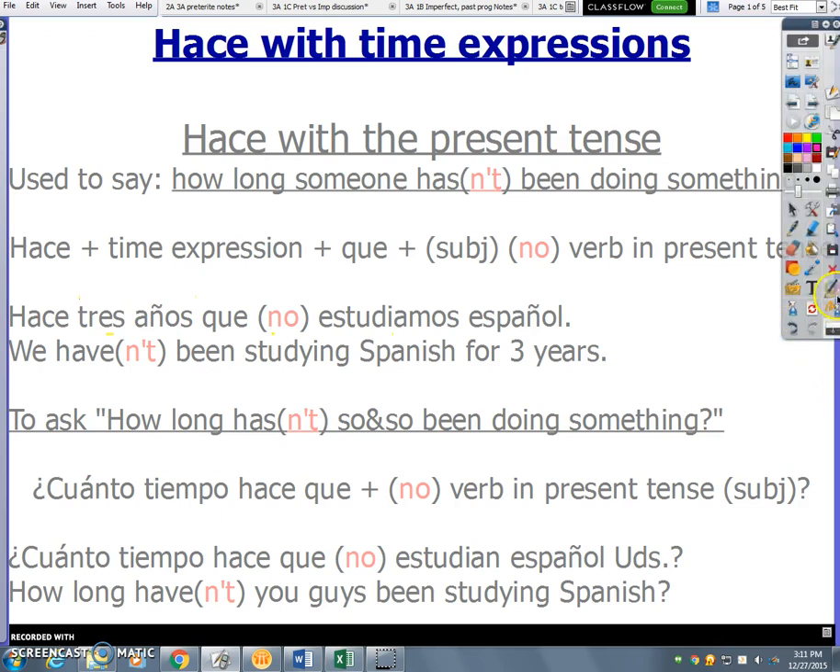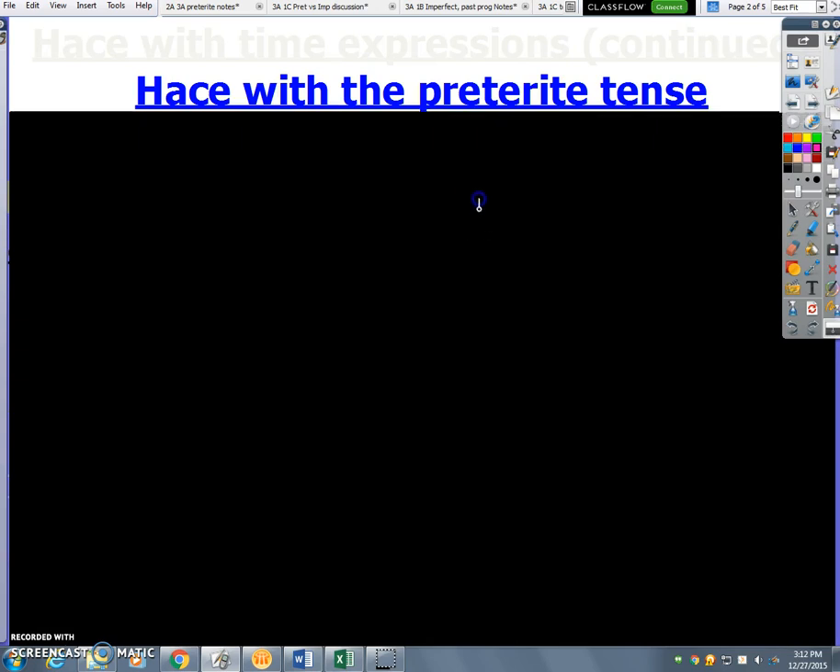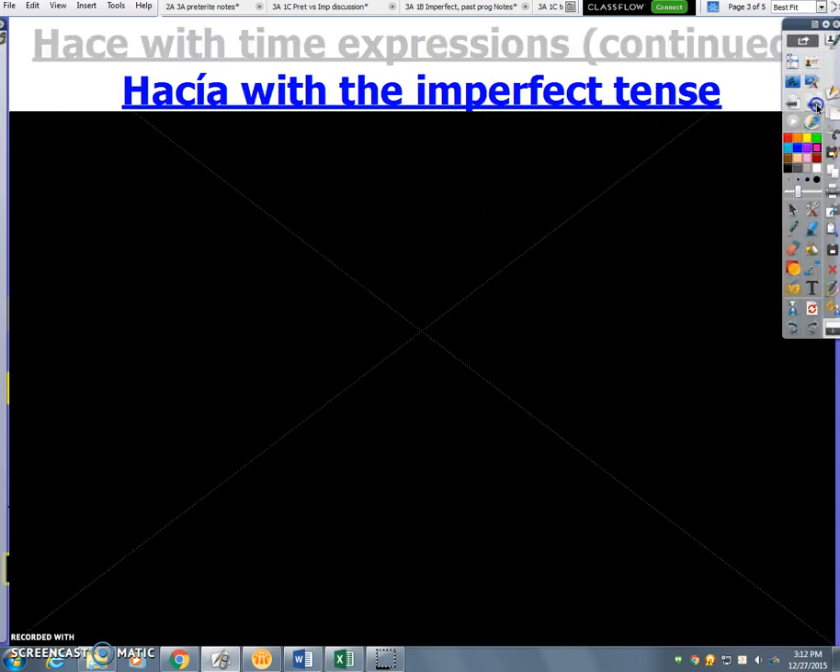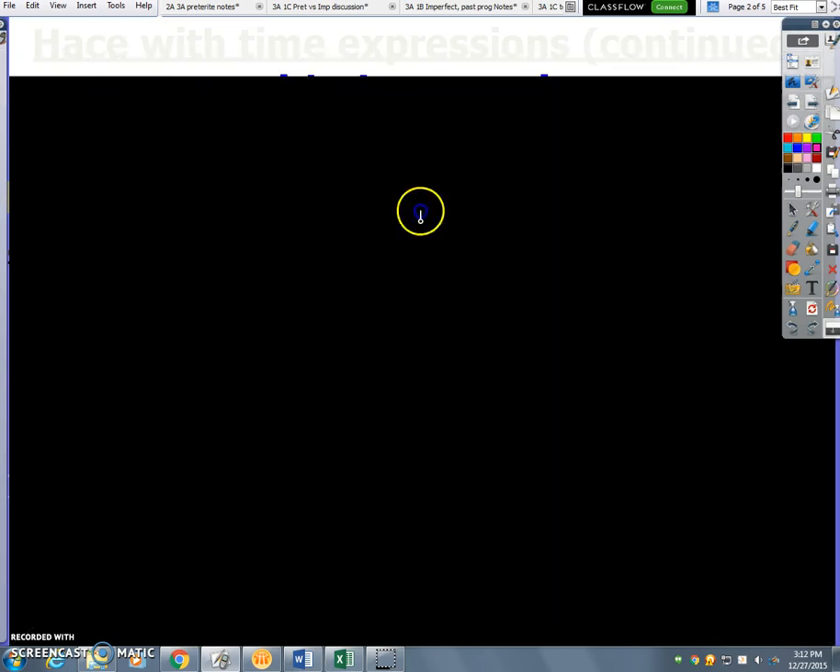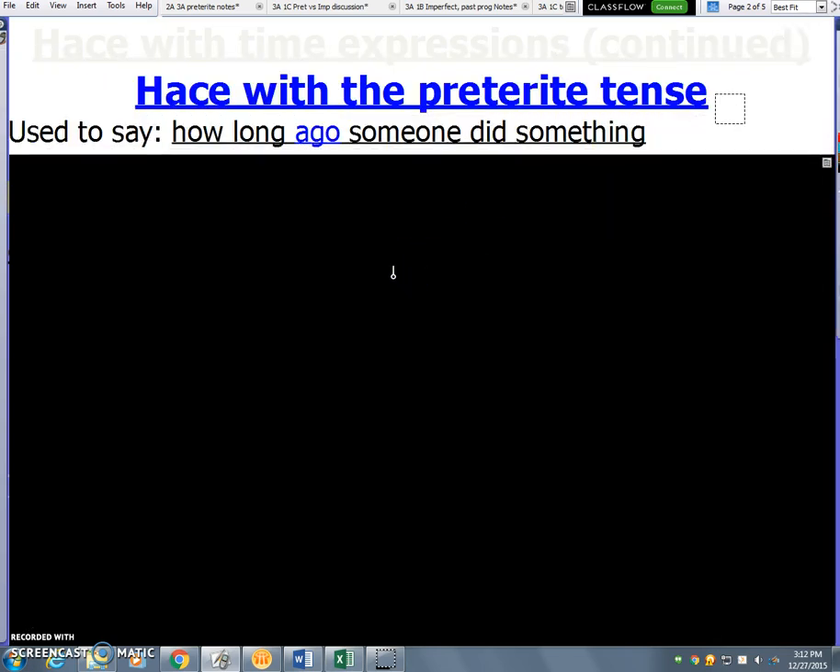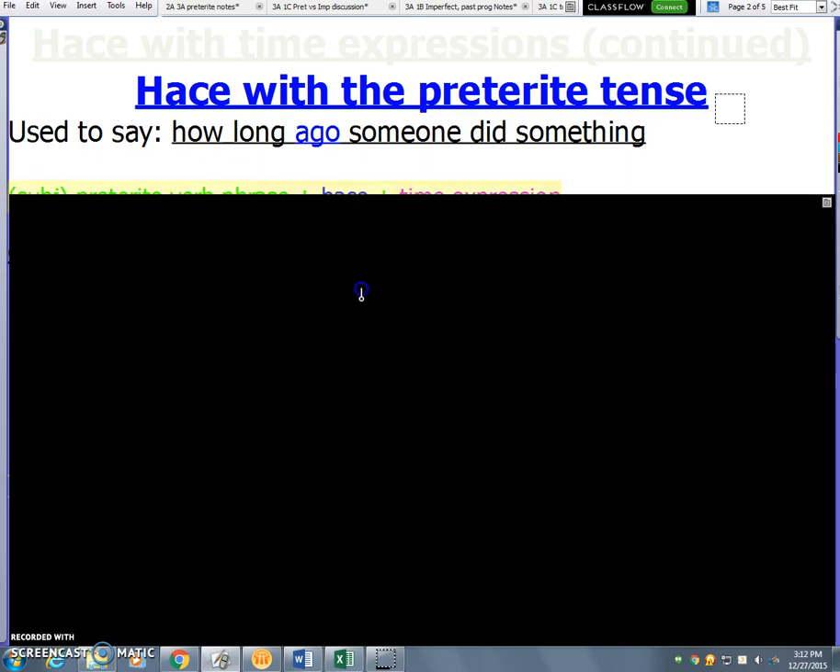But our main focus is going to be hace with the preterite tense and hacía with the imperfect tense. So let's go over these. You already have something like this in your notes, but let's just put these down again right here. This is used to say how long ago someone did something. And that makes sense because the preterite is used for completed past action. So we want to know how long ago.